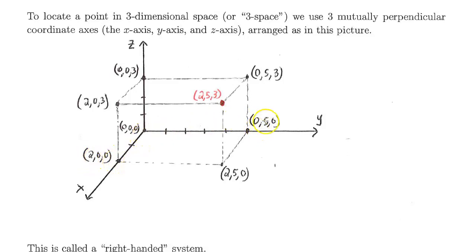Then we draw the point (0, 5, 0) along the y-axis, and all the points on the y-axis have their x-coordinate and z-coordinate being 0. And then we draw this point out here in the xy plane. This is (2, 5, 0). Points in the xy plane are points where z is 0. Then you also draw these other 4 points up here. In your mind you can see this box and see this point (2, 5, 3) out in three-dimensional space.